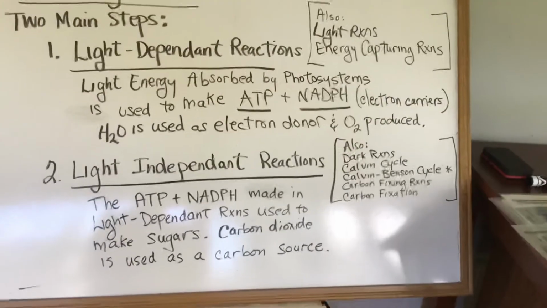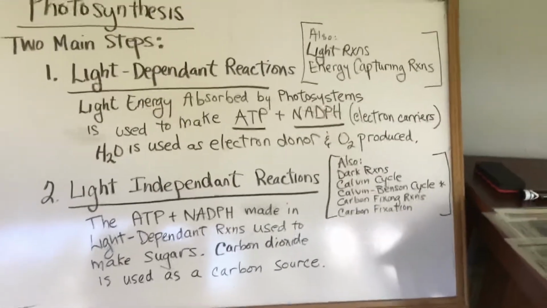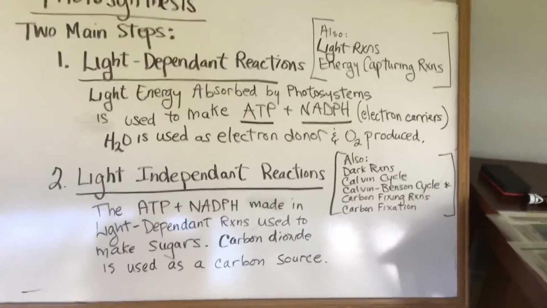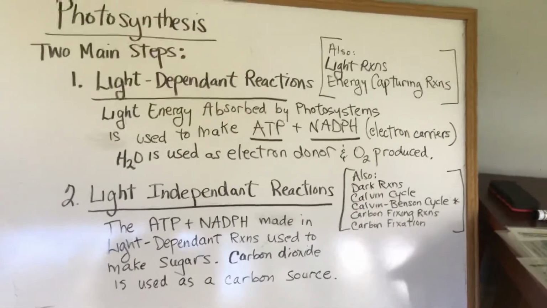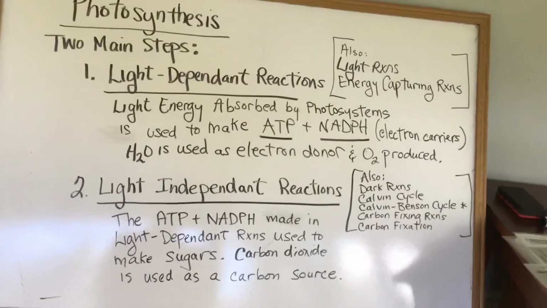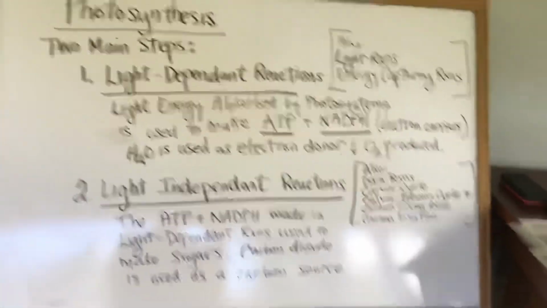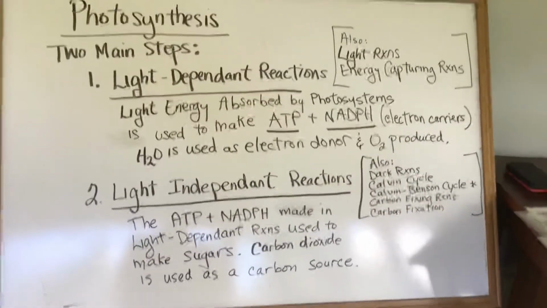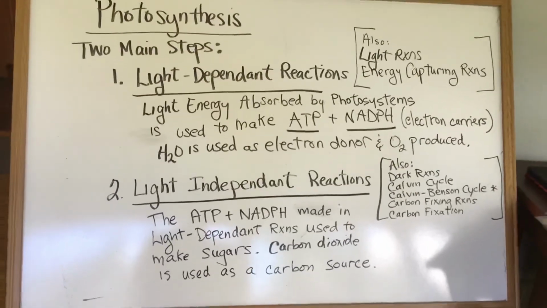And they are also called the Calvin cycle, the Calvin-Benson cycle, because Benson added to what Calvin did. So that's the most current one. And then it's also called carbon fixation, or the carbon-fixing reactions. So we're going to go through each one of these steps in more detail.